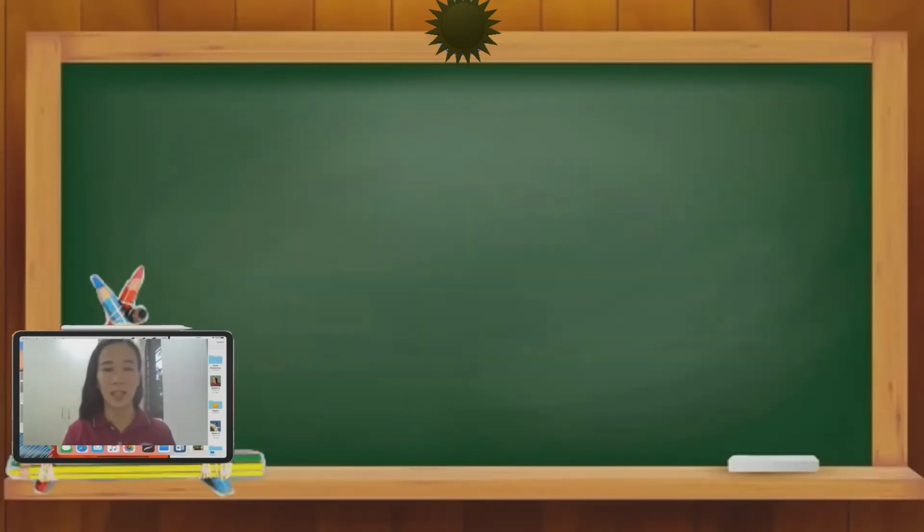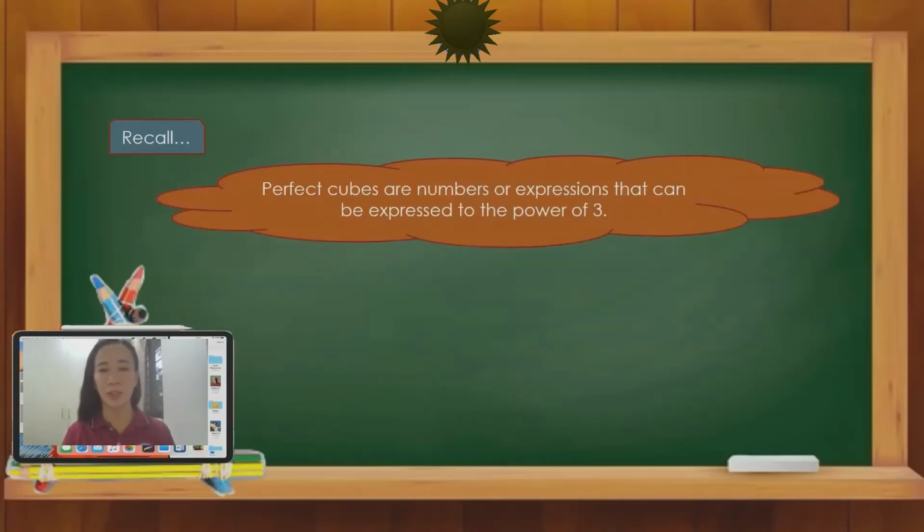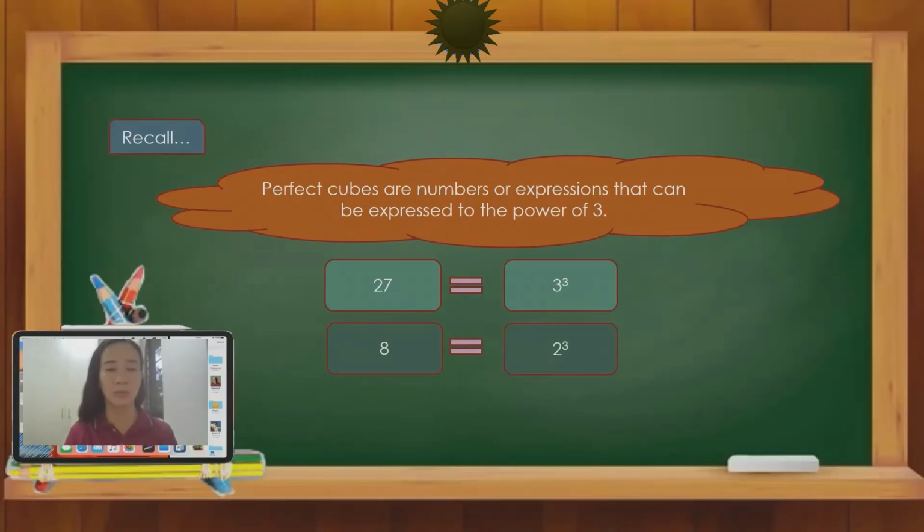For our next topic, let us remember that perfect cubes are numbers or expressions that can be expressed to the power of 3. So example, 27. It can be expressed as 3 times 3 times 3 or 3 cubed. 8 can be expressed as 2 times 2 times 2 or 2 cubed. Next is 125x raised to 6. It can be expressed as (5x squared) raised to 3.